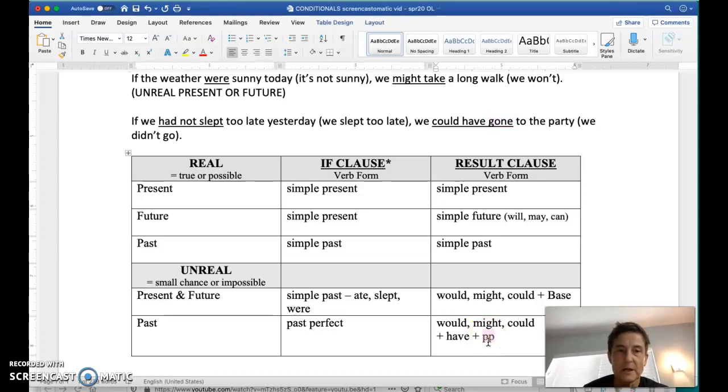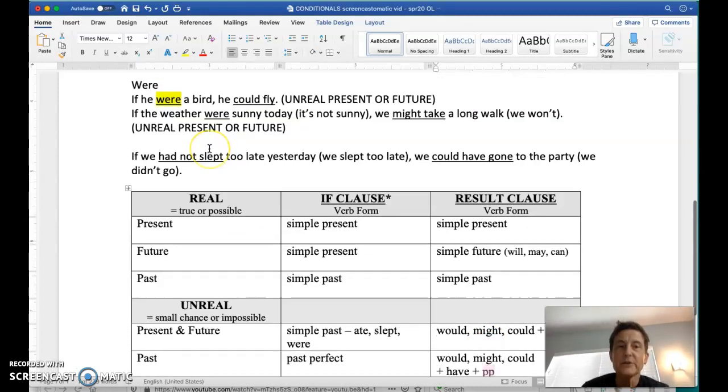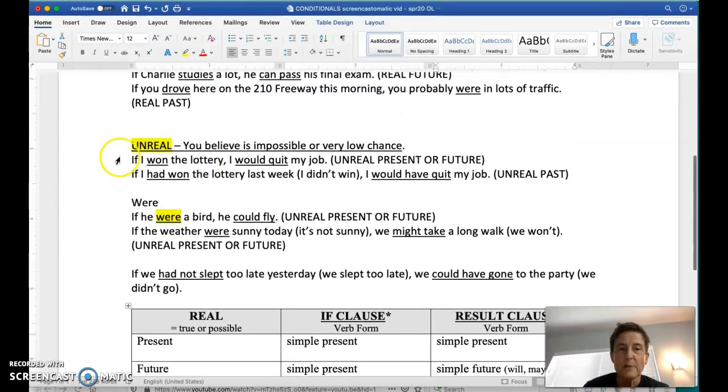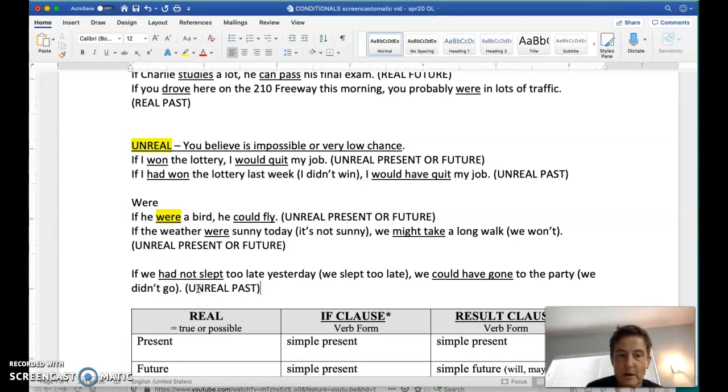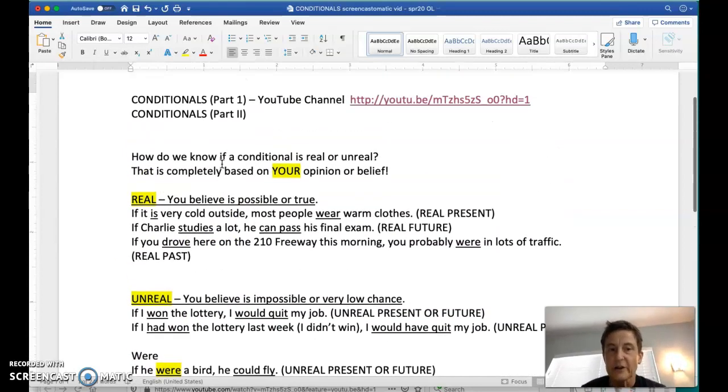Okay, I hope it's becoming clear. But lastly, please remember in all my examples here, I put the if clause first, just to keep it consistent. But I hope you understand that we can also put the results clause first. So every sentence here I could change.